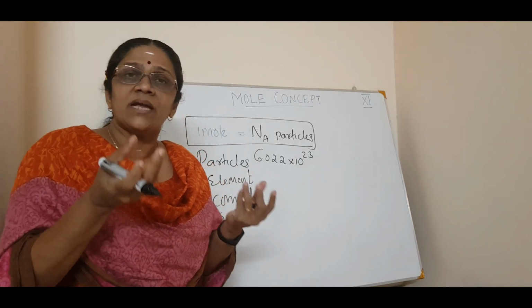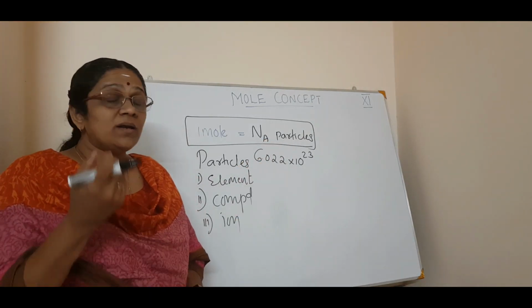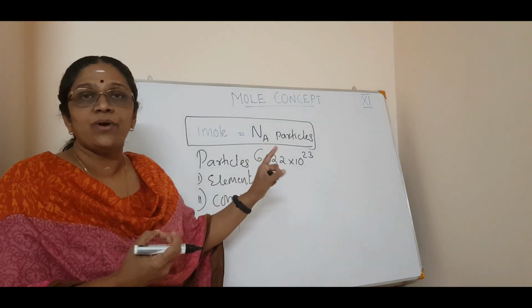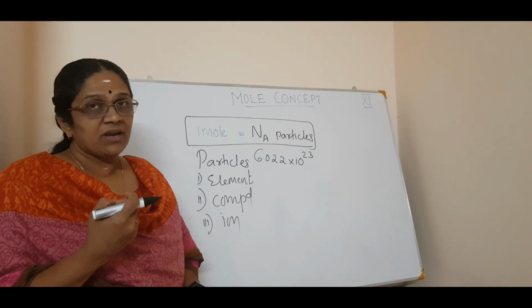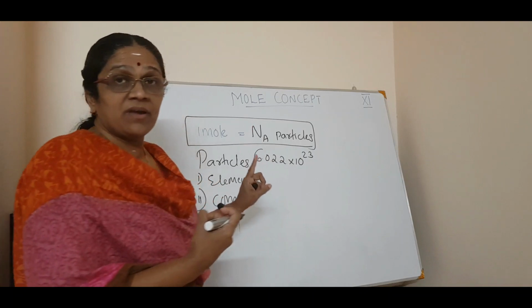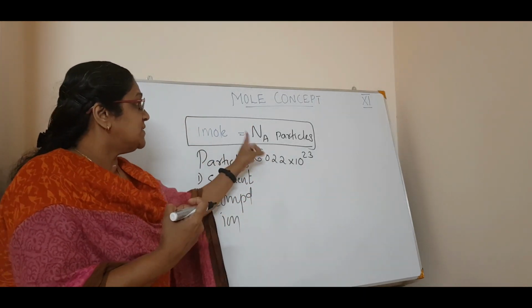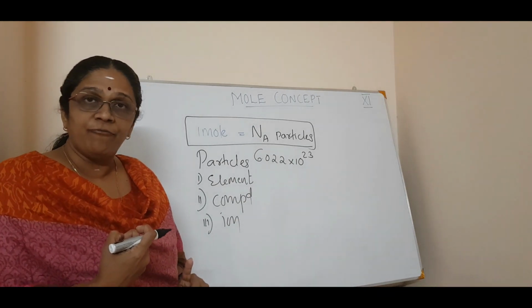It is nothing but a quantity, or it is nothing but particles. Now what is that particle? It is Avogadro number of particles. Who is Avogadro, you know, isn't it? Emilio Avogadro declared this as the Avogadro number. Okay, so you can simply say 1 mole is equal to Avogadro number of particles.